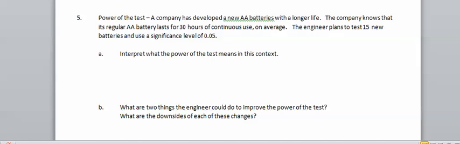Okay, let's end today's lesson by talking about some of the types of errors and powers. Okay, here we have a situation. A company develops some new batteries with a longer life. Its regular battery lasts for 30 hours. They plan to test 15 new batteries, using a significance level.